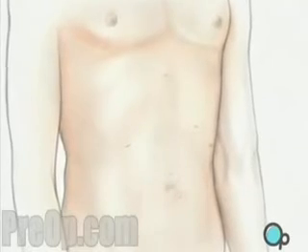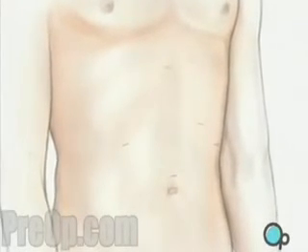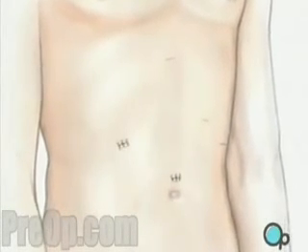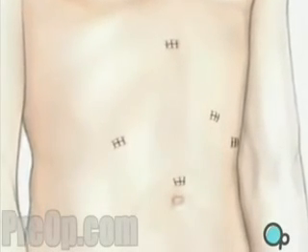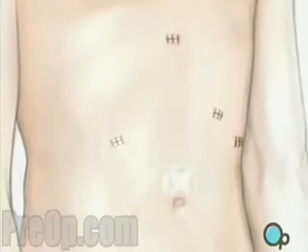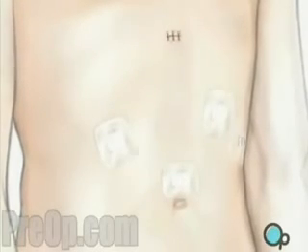All of the instruments are withdrawn. The carbon dioxide is allowed to escape. The muscle layers and other tissues are sewn together, and the skin is closed with sutures or staples. Finally, sterile dressings are applied.